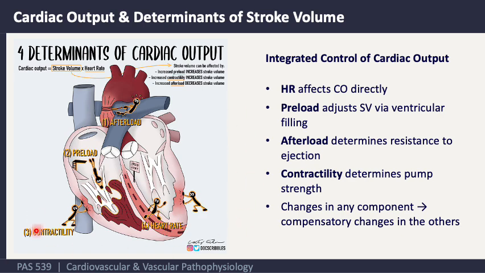So, just a little cartoon graph to show you there are 4 determinants of cardiac output. Heart rate is the one that is directly affected for cardiac output. And then you have preload, afterload, and contractility that affect more so the stroke volume. So again, heart rate affects cardiac output directly. Preload can adjust the stroke volume due to the ventricular filling. Afterload determines resistance to ejection of the blood.